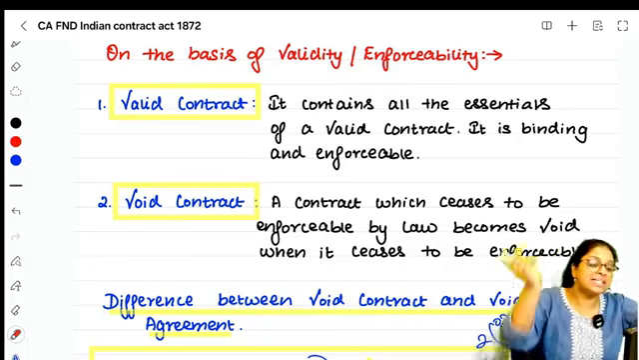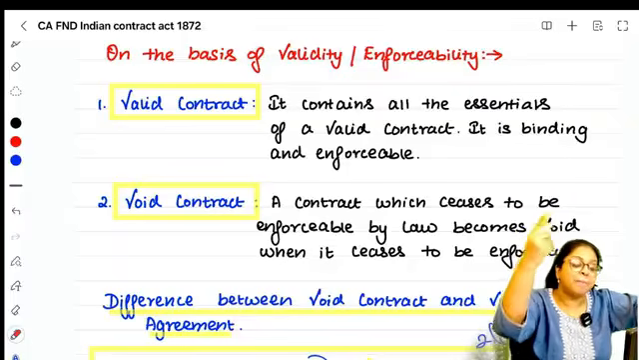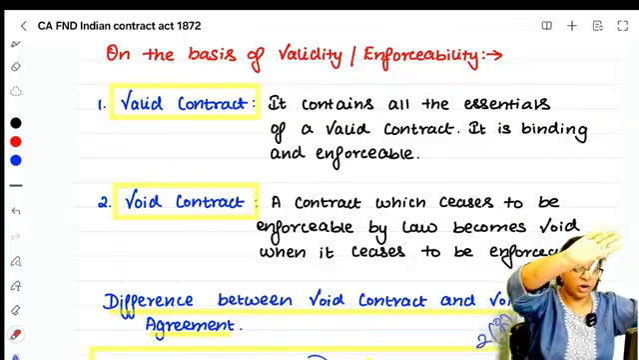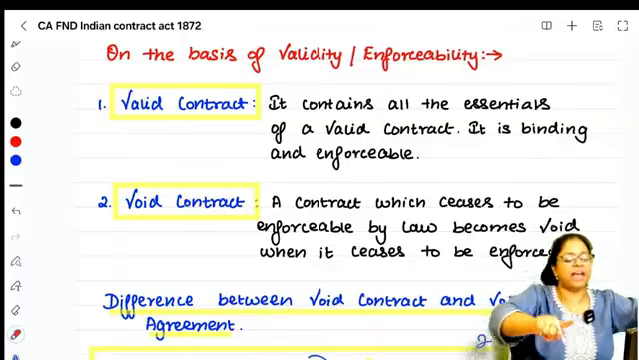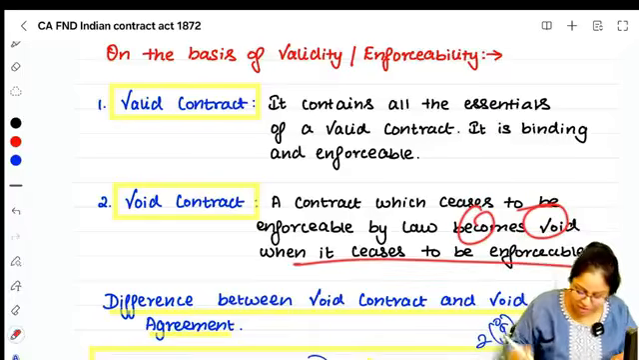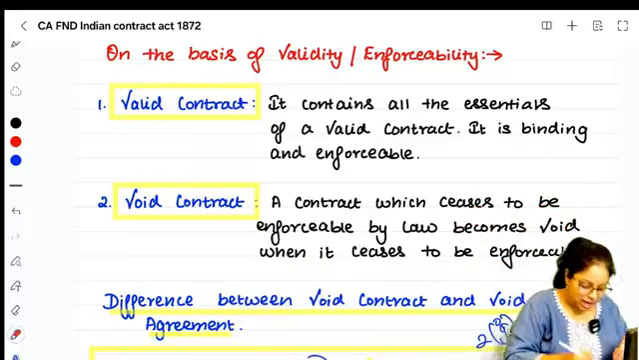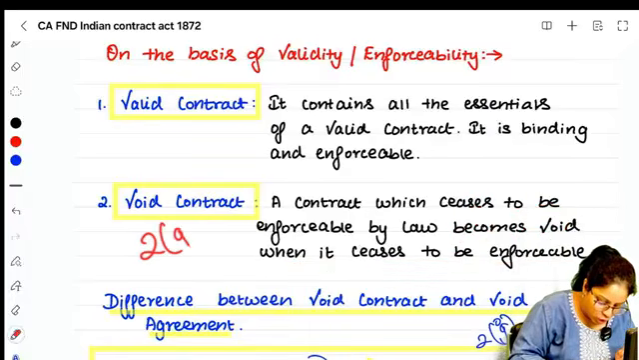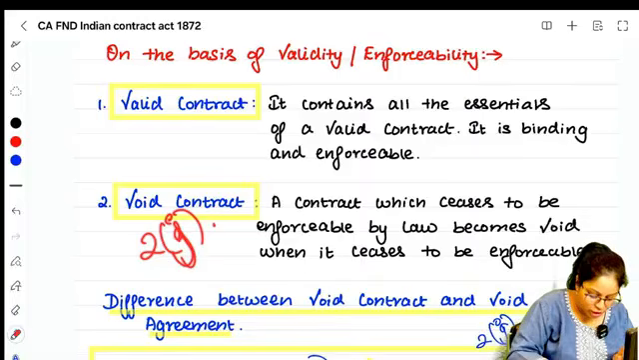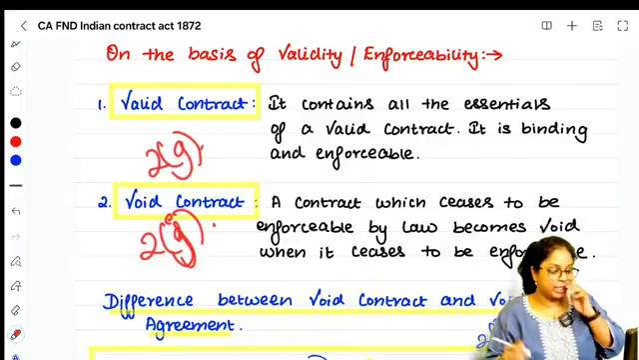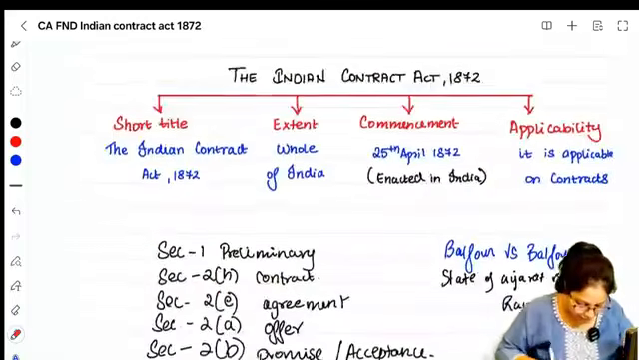A contract which ceases to be enforceable by law. Previously it was a valid contract only, but now it ceases to be enforceable by law, becomes void when it ceases to be enforceable, right? And void contract is 2J. Void contract is 2J. Void agreement is 2G. Can we go and add to our list?